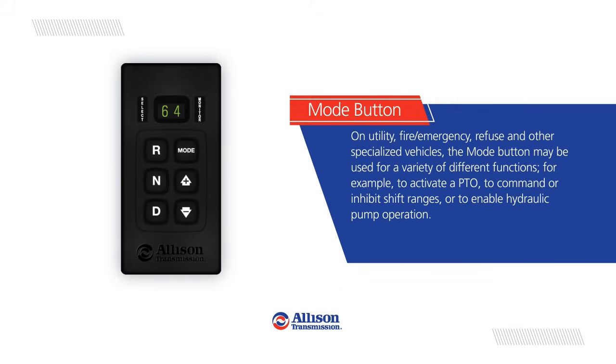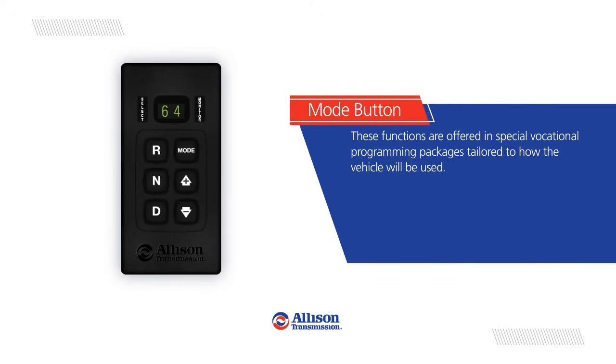On utility, fire, emergency, refuse, and other specialized vehicles, the mode button may be used for a variety of different functions. For example, to activate a PTO, to command or inhibit shift ranges, or to enable hydraulic pump operation. These functions are offered in special vocational programming packages tailored to how the vehicle will be used.